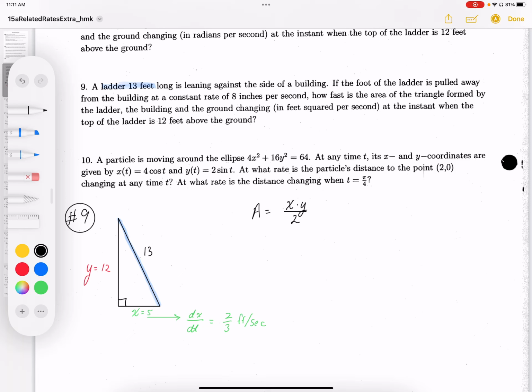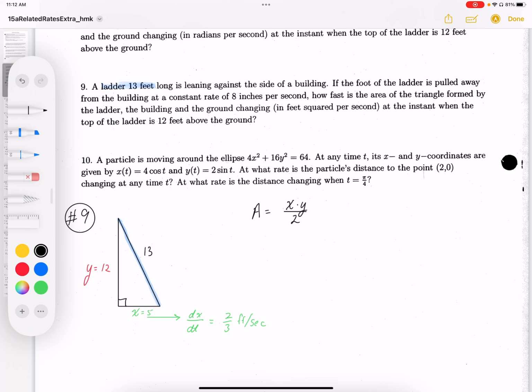And question number 9 says a ladder 13 feet long is leaning against a building, and the foot of the ladder is being pulled at a constant rate at 8 inches per second. So I've converted that in green here to 8 inches per second into 2/3 feet per second. And then it asks how fast is the area of the triangle formed by the ladder changing?